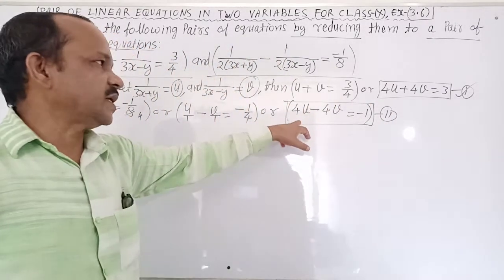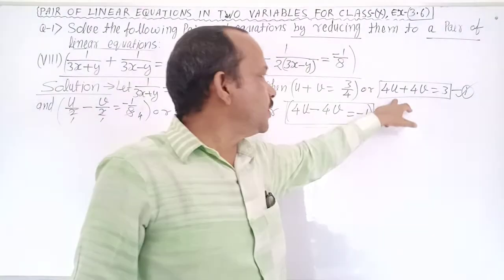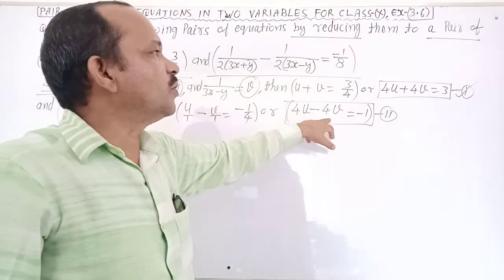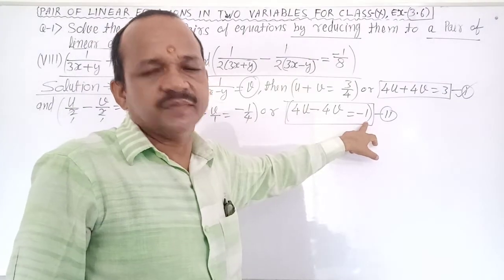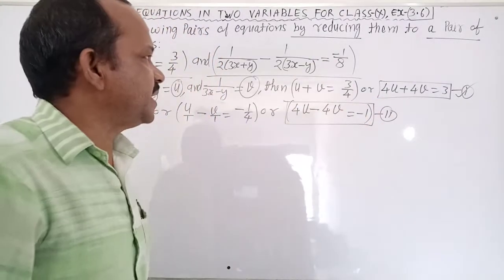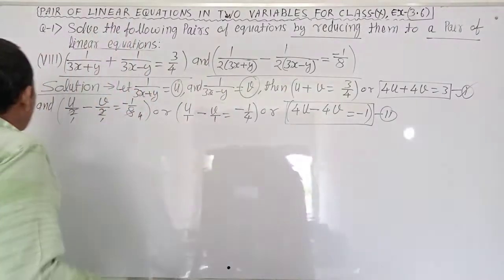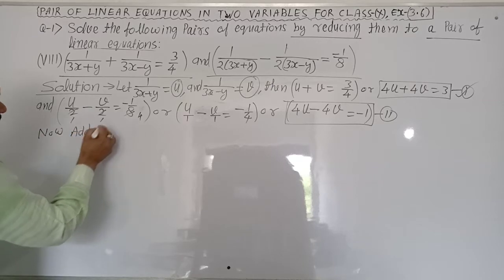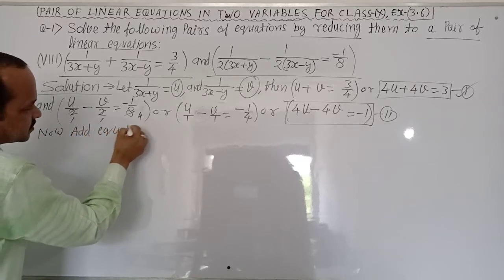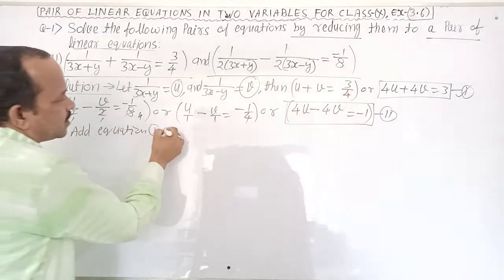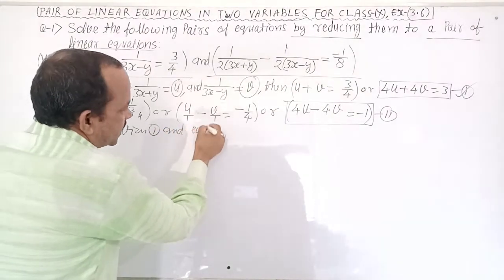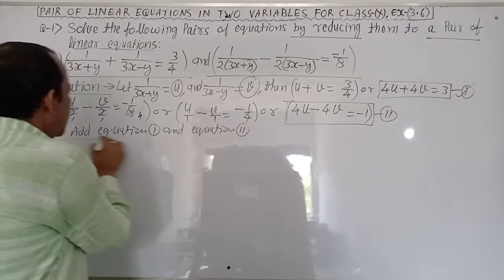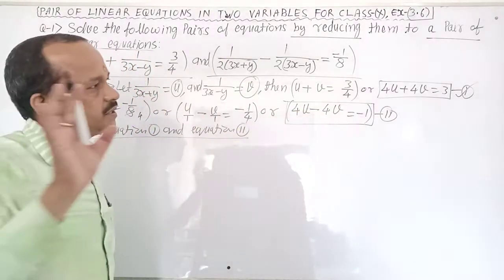It is equation second. You find equation first: 4u plus 4v equal to 3. Equation second: 4u minus 4v equal to minus 1. Clear? Now add equation first and equation second.